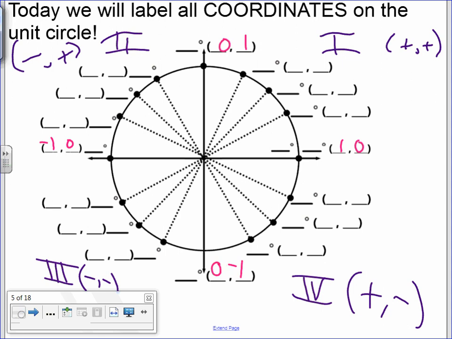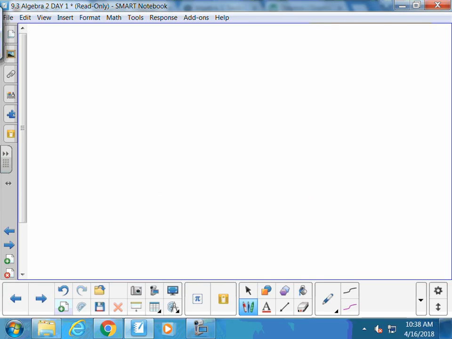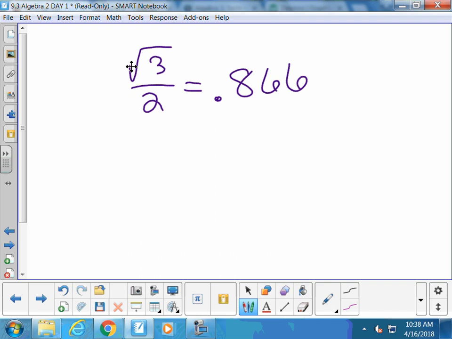I'm going to take you back a slide real quick and have you write down a couple decimal equivalents for me. I want you to write down that radical 3 over 2 is the same thing as 0.866. And that is so, like if you would type in, I don't know, in your calculator, cosine 30, and you'd see 0.866, you would recognize that number. That's for your recognition purposes.